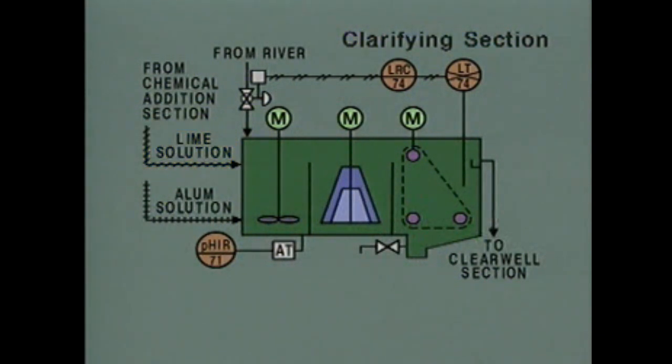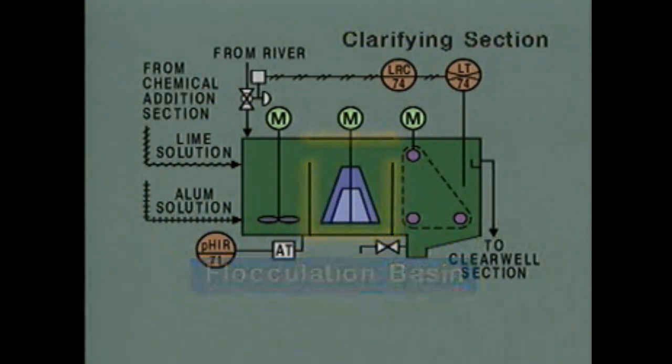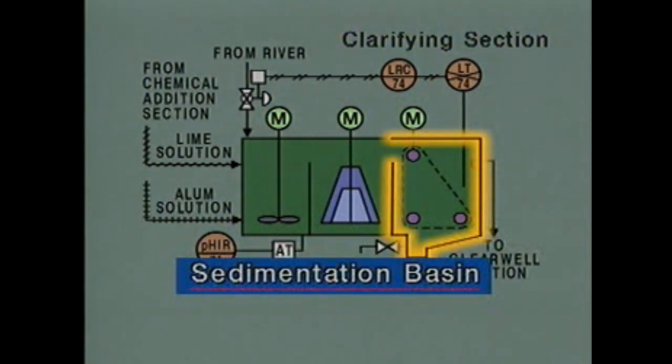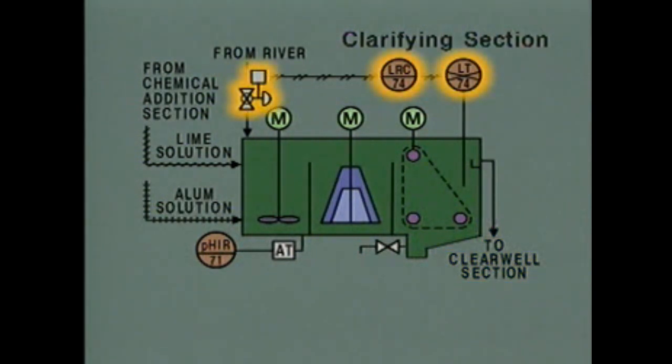From the flash mixer, the water overflows into a flocculation basin, where the clumps of solid material grow larger. From the flocculation basin, the water overflows into a sedimentation basin, where most of the solids settle out and are removed. The water flows out of the sedimentation basin to the clear well section, where the remaining solids are removed. These components control the flow of water through the clarifying section to prevent the sedimentation basin from overflowing.